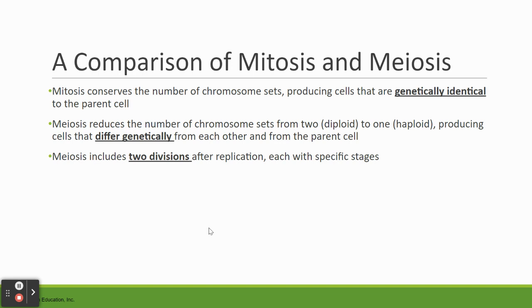All right, so let's go over a comparison of mitosis and meiosis. Mitosis is going to conserve the number of chromosome sets, producing cells that are usually genetically identical to the parent cell. So they're the same. And you should have a diploid version because you should have 2 sets of chromosomes in those cells. Meiosis is going to reduce the number of chromosome sets from a diploid to a haploid, producing cells that are genetically different from each other and the parent cell. Meiosis typically undergoes 2 divisions after replication, each with specific stages.